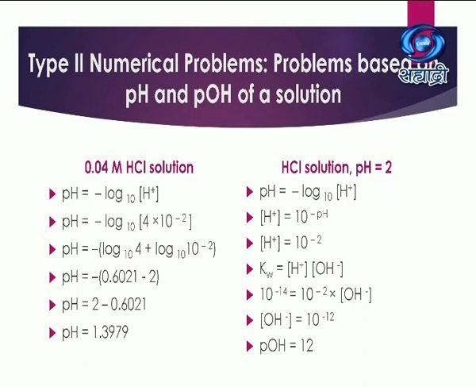Now, once you calculate the H plus ion concentration in this HCl solution as 10 raised to minus 2 moles per liter, find the OH minus ion concentration. How? By applying the expression for the ionic product of water. What is the expression? Kw is equal to the active mass of H plus into the active mass of OH minus. Substitute 10 raised to minus 14, the value of the ionic product of water. Now the H plus ion concentration we calculated as 10 raised to minus 2, and so OH minus ion concentration comes out to be 10 raised to minus 12 moles per dm cube.